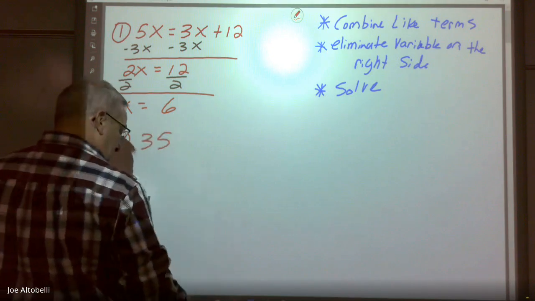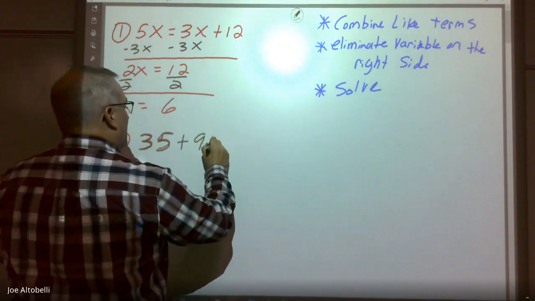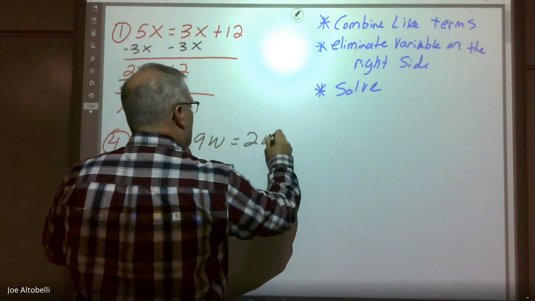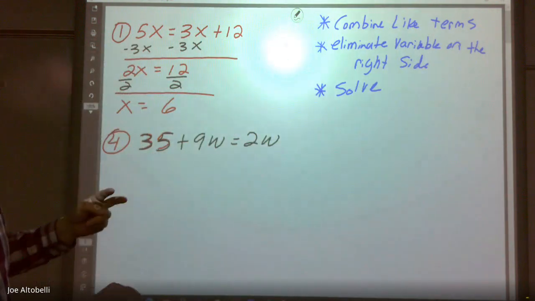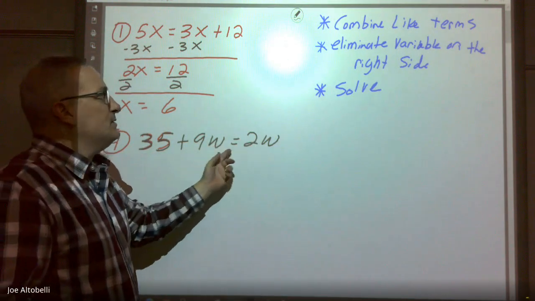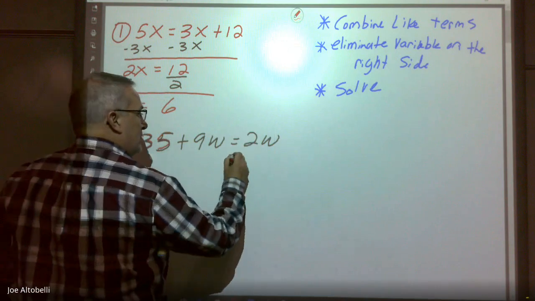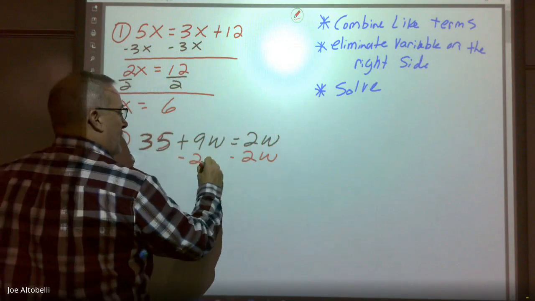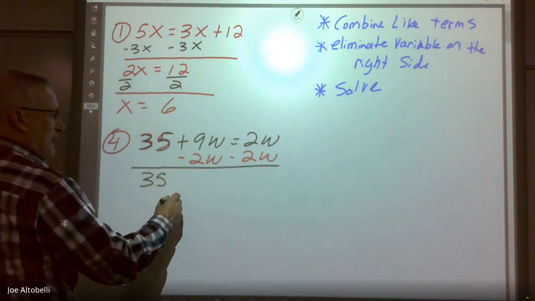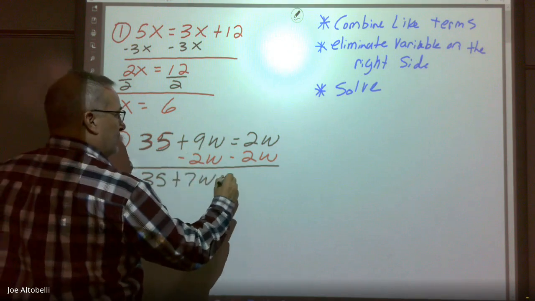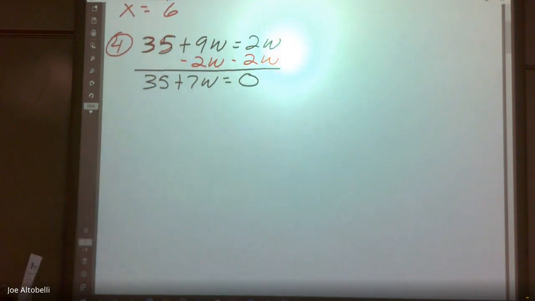You have 35 plus 9w is equal to 2w. So combine like terms if needed, or simplify each side. We have variables on both sides. We're going to eliminate the variable on the right side. So to eliminate this, we subtract 2w, subtract 2w. Then we have 35, and then this will be plus 7w equals 0. All right? Two-step equation now.